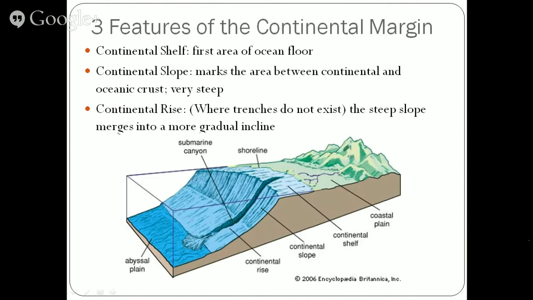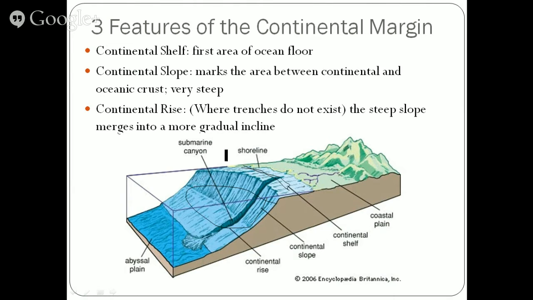Three features that we want to notice on the continental margin. First thing is the continental shelf. So this flat part up here is all continental shelf. This is the first part of the ocean. You're on the continental shelf when you're swimming at the beach. That part is included. Now, if you remember we said that your continental margin gradually becomes ocean crust. So that gradual part is mainly this continental slope, all right here.